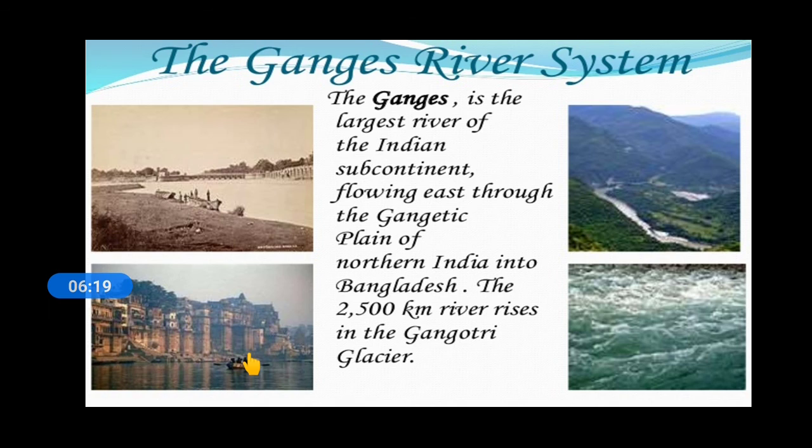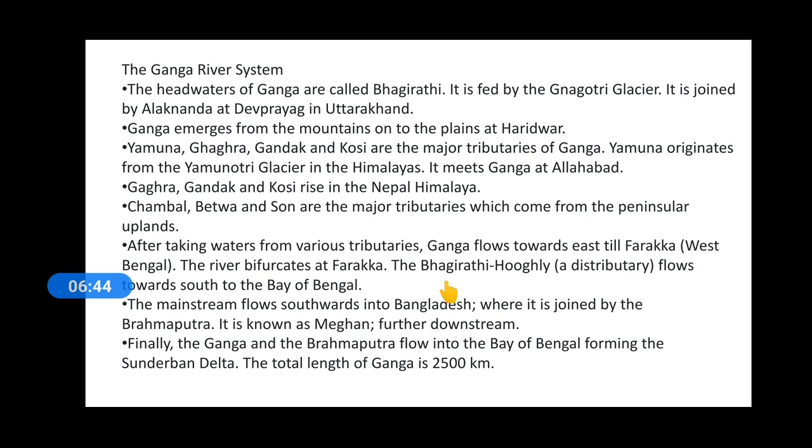The next river system is Ganga. Ganga is the largest river in the Indian continent, flowing east through the Gangetic plains of the north into Bangladesh. Where does it go? It goes to Bangladesh. It is a 2,500 kilometer river rising in the Gangotri glacier. Here are the details of the Ganga river system as told in the previous slide. It originates from the Gangotri glacier. It has major tributaries like Yamuna, Ghaghara, Gandak and Koshi.